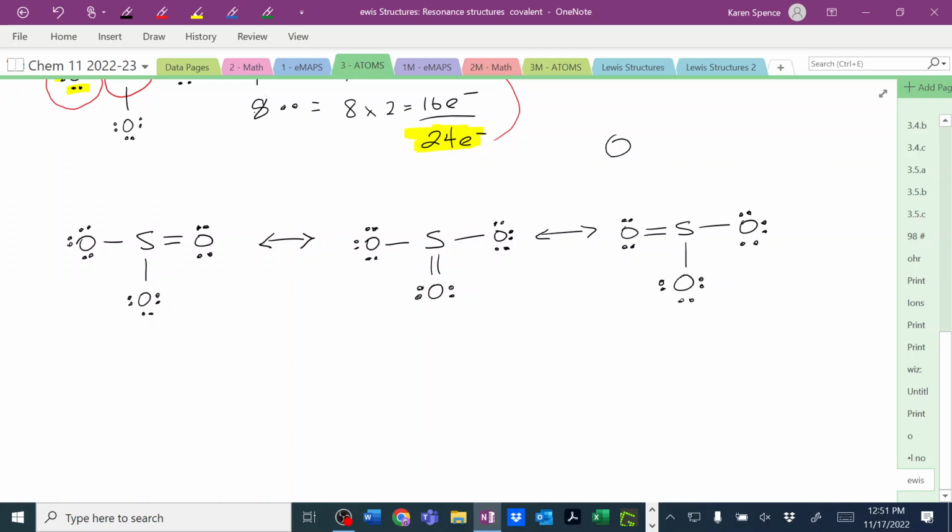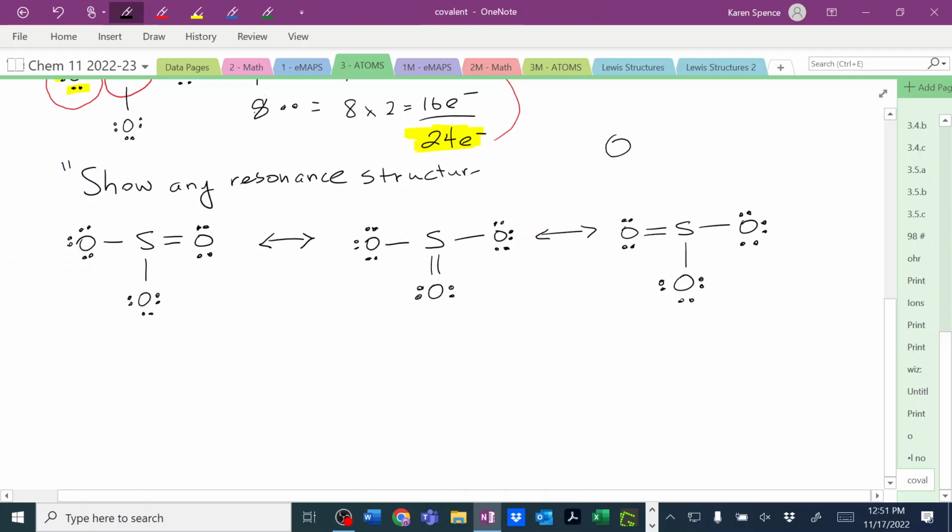So if you had one like this, and it was in a section that said show any resonance structures, so that would be the instructions. You just draw them all possible, and then you put double-headed arrows between them. So that's what the instructions would read.